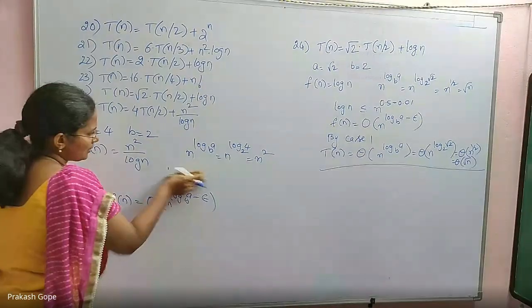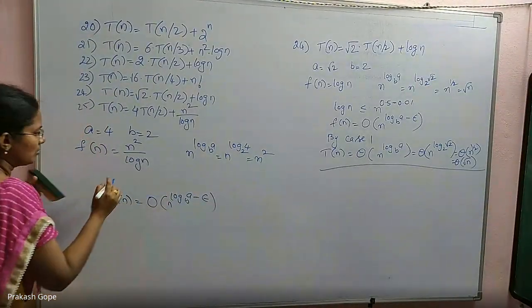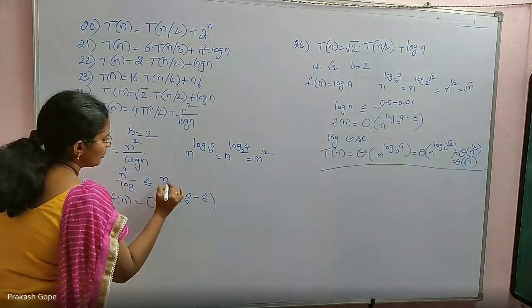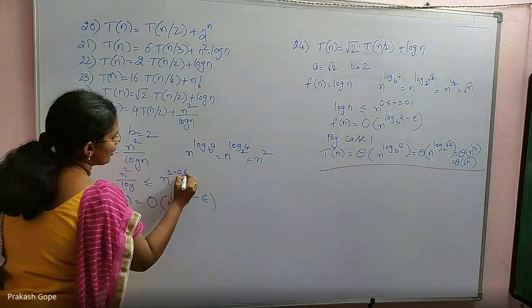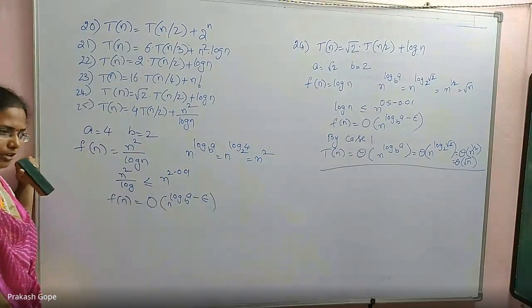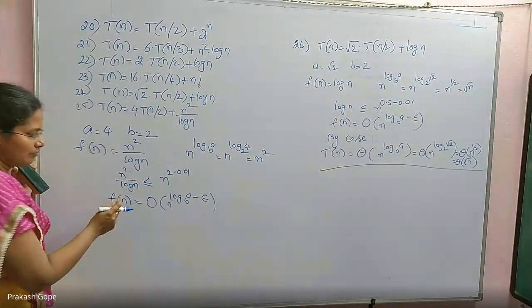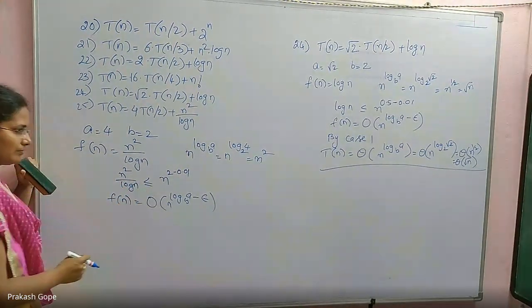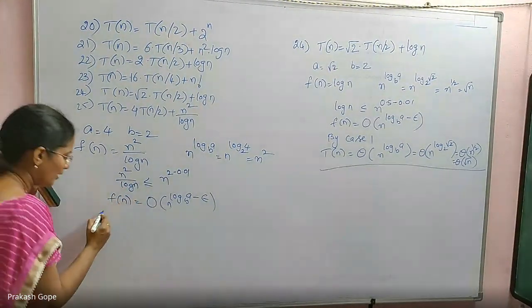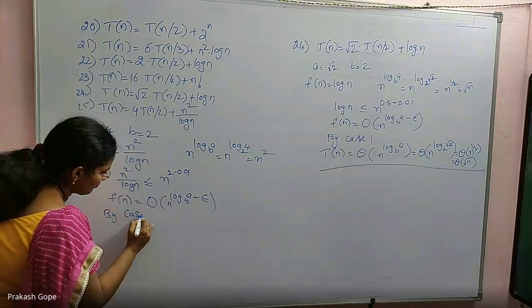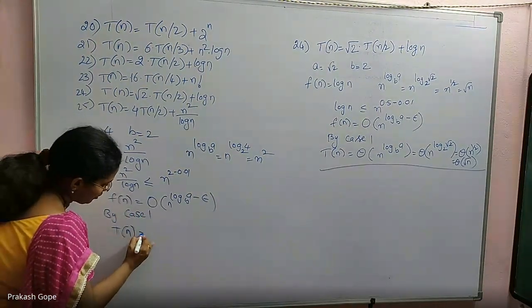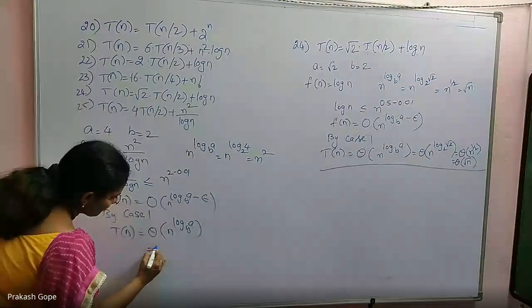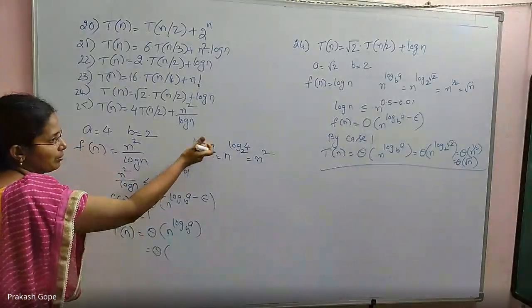You want me to write n square by log n is less than or equal to n square minus 0.001. Definitely this is less, because you are dividing by a bigger number as n is increasing. So by case 1, T of n is equal to theta of n power log a to the base b.